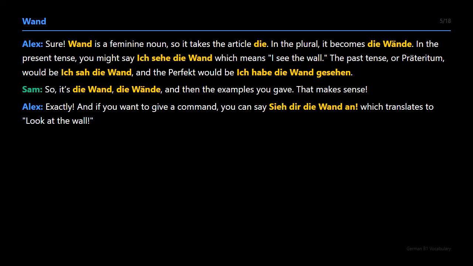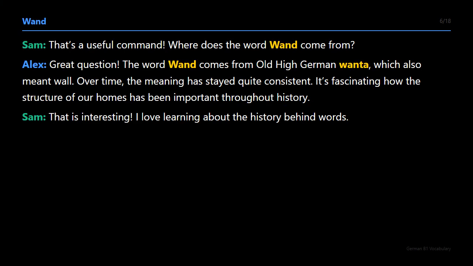And then the examples you gave. That makes sense. Exactly. And if you want to give a command, you can say, Sieh dir die Wand an, which translates to look at the wall. That's a useful command.